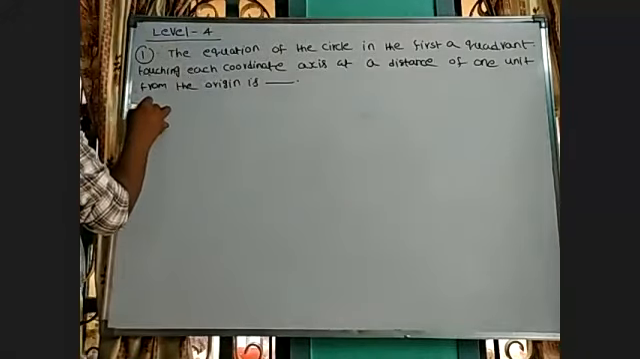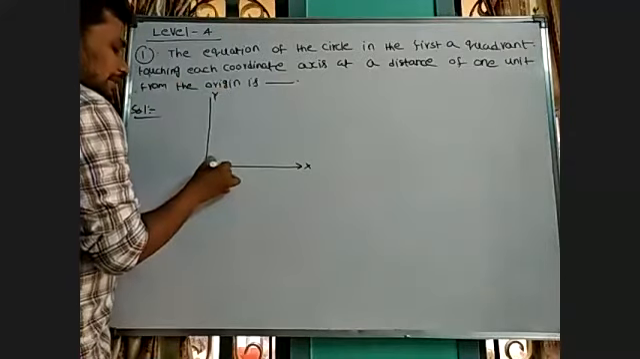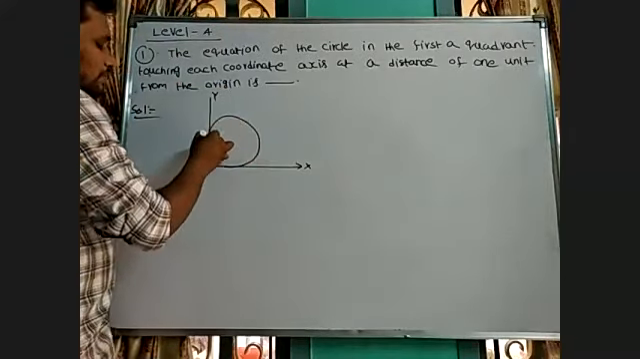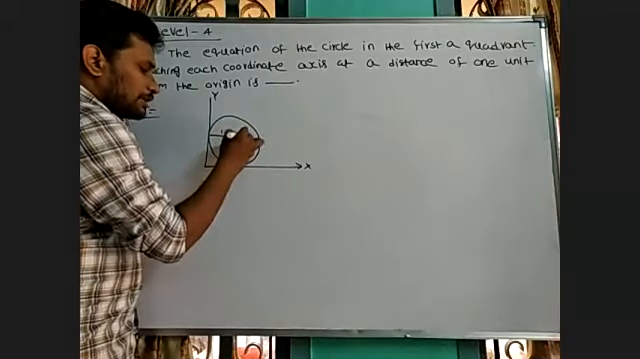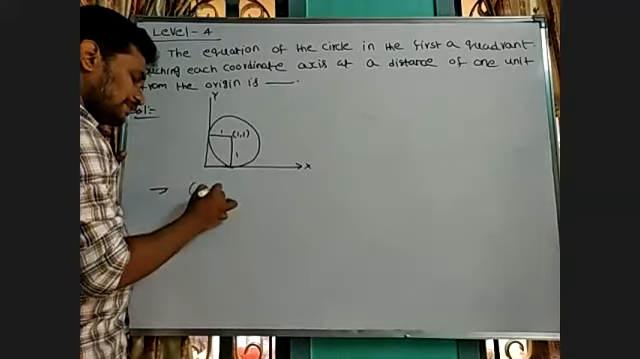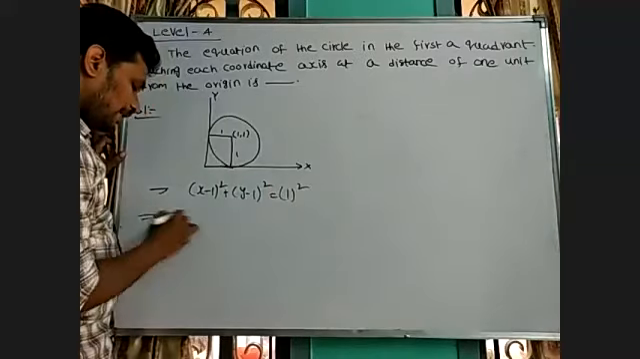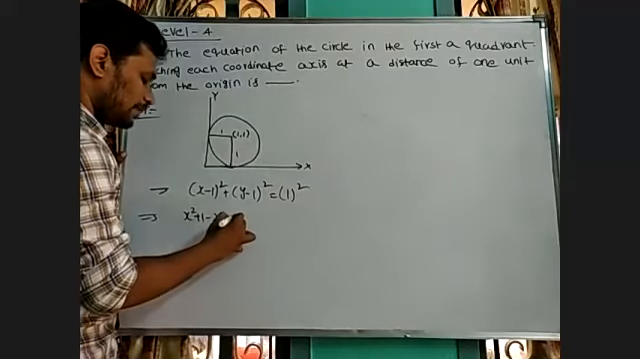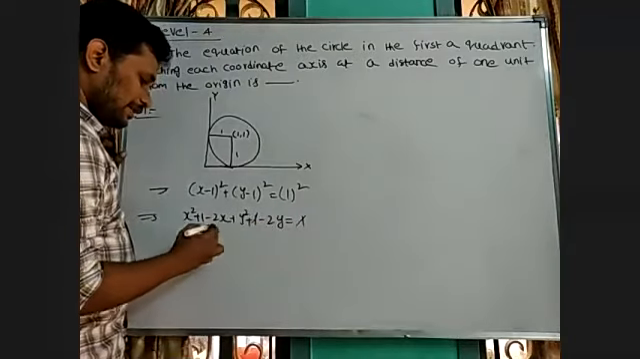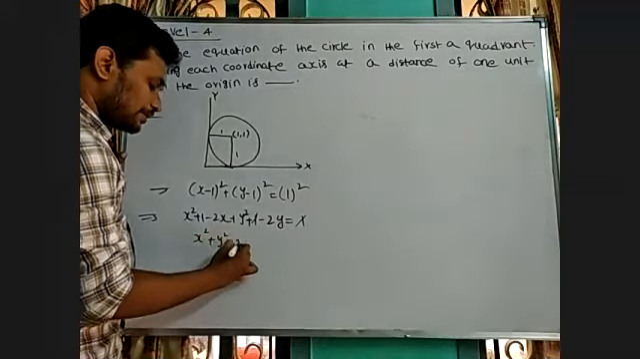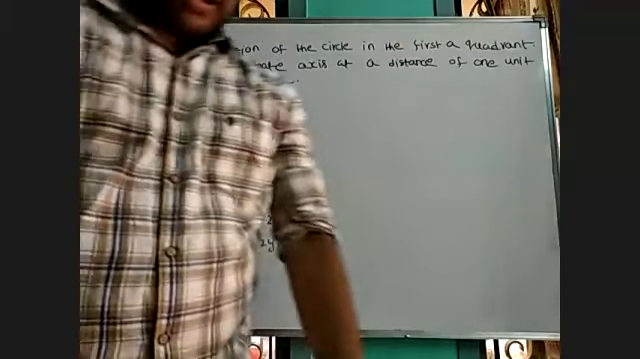In the first quadrant, this is the x axis, this is the y axis. If the circle is touching the axes, from here to here this is 1 unit, this is also 1 unit, so the center is (1, 1). From this, (x minus 1) whole square plus (y minus 1) whole square equals 1 whole square. If we expand it, x square plus 1 minus 2x plus y square plus 1 minus 2y equals 1. The 1 will get cancelled. We write x square plus y square minus 2x minus 2y plus 1 equals 0. This is the equation, option 1. Okay, write it.